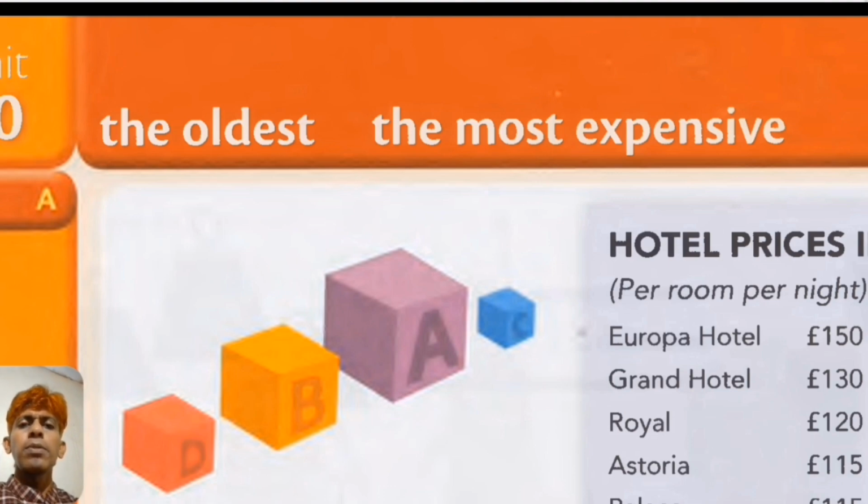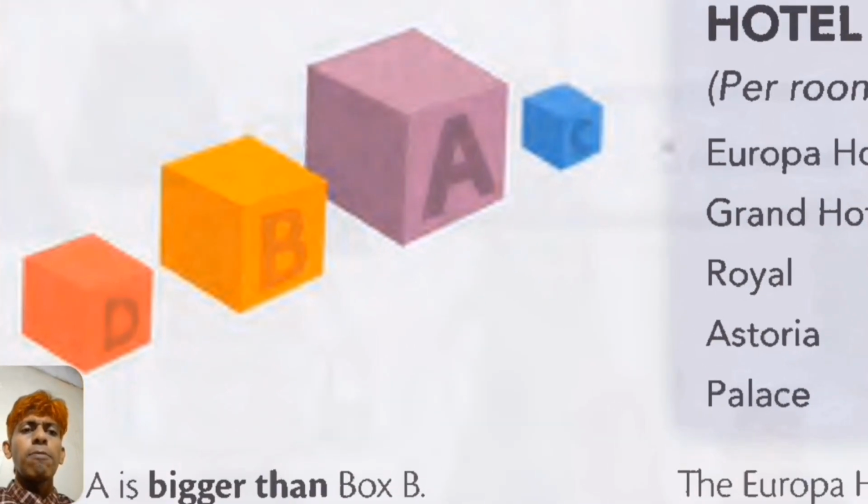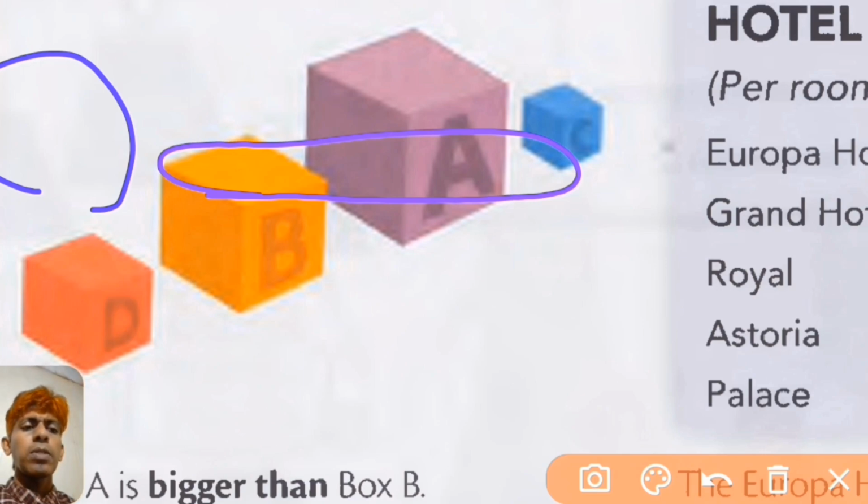Today we are going to learn Unit 90. Okay, Unit 90: the oldest, the most expensive. Okay, part A. There are 4 boxes.